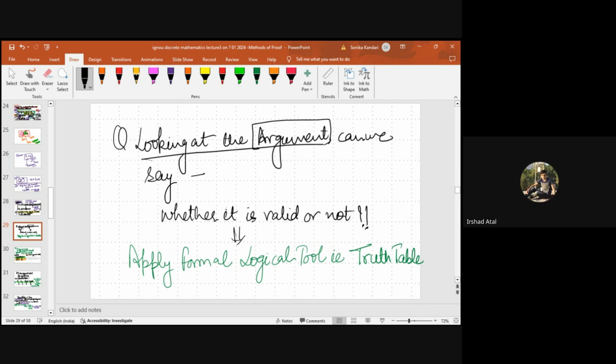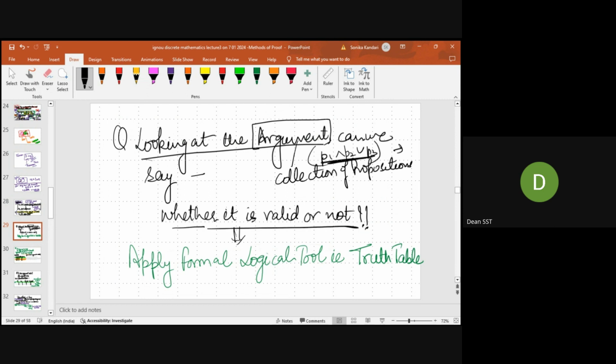Collection of propositions, yes. Collection of propositions, premises, like P1 and P2 or P3, whatever. So these are your arguments. Looking at an argument, you have to find whether it is valid or not.